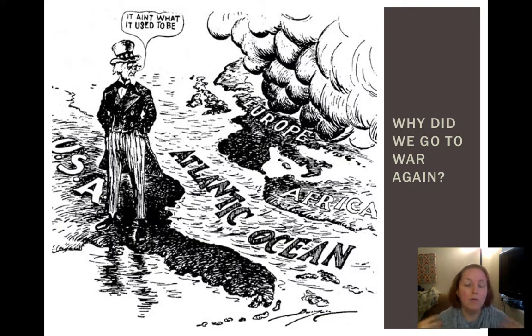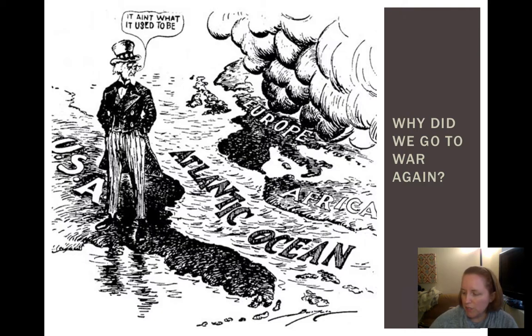We were preoccupied with our own economic troubles, and we were trying not to worry about what was going on in the rest of the world. But as you can see from this cartoon, it starts to become increasingly clear that the storm clouds gathering over Europe and other places around the world are going to start affecting us at home in the United States. Here you can see Uncle Sam lamenting that the Atlantic Ocean, this natural geographic barrier between us and Europe that allowed us to keep out of European affairs, wasn't as big of a gulf as it used to be. Some of those storm clouds were starting to threaten the U.S. as well. So we're going to talk about that in just a little bit.